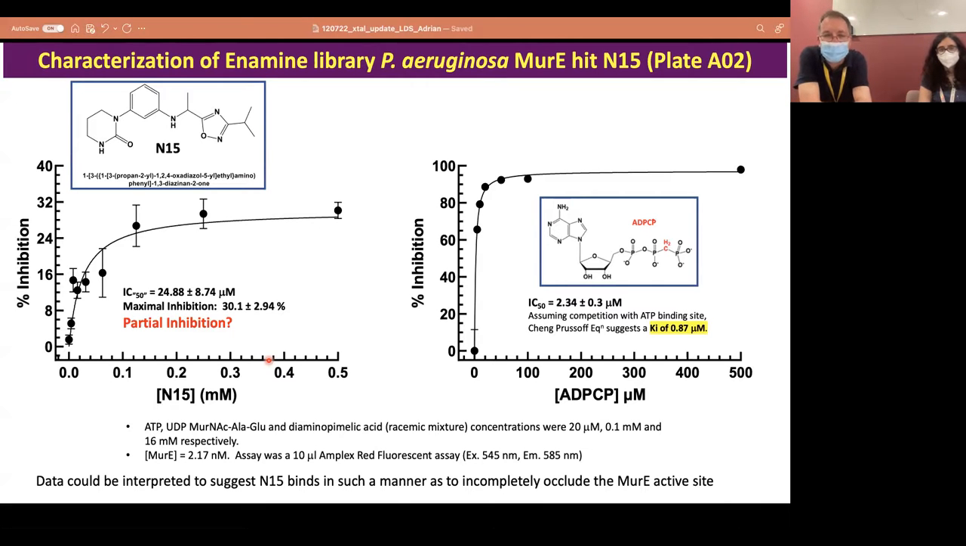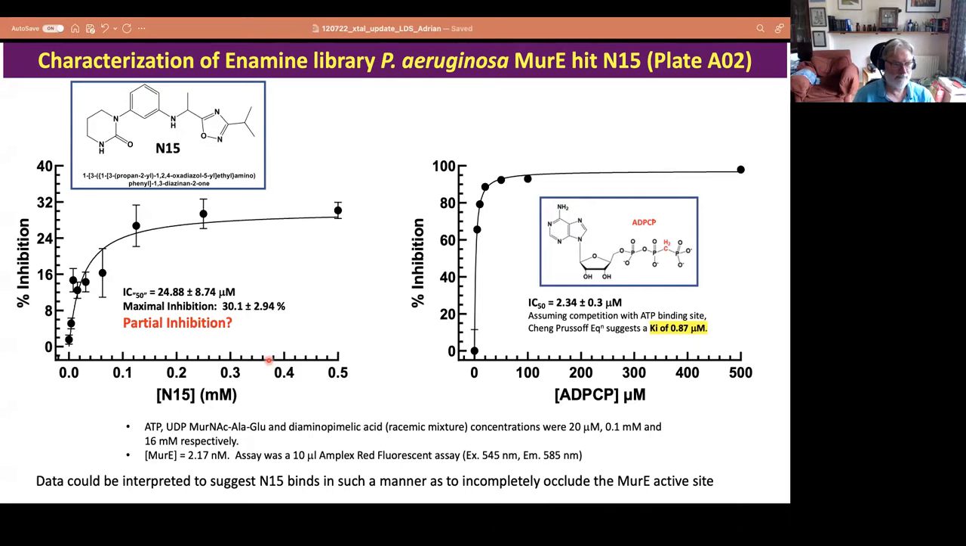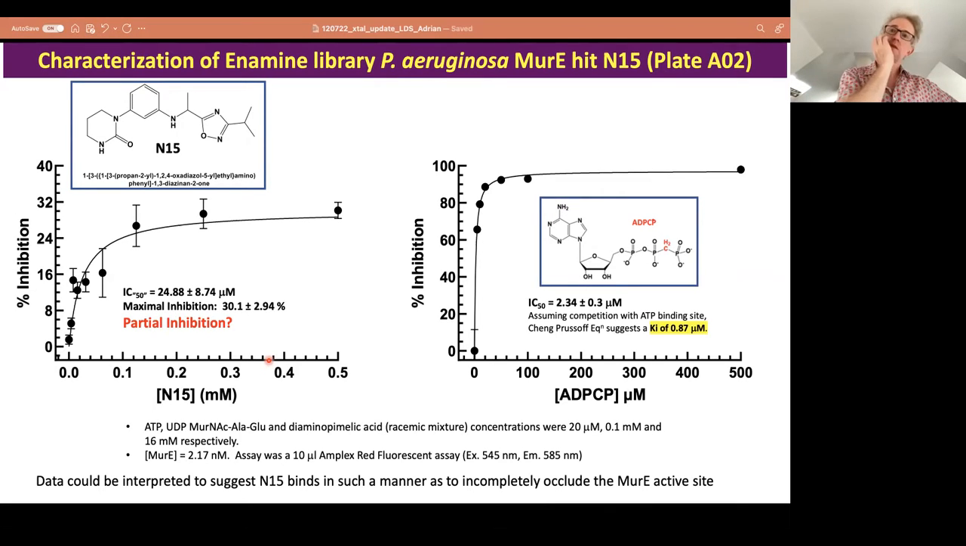One possible interpretation of that is that the molecule in question, N15, overlaps or is adjacent to the active site and impedes but does not prevent access of substrates to the active site. But it's something we'll be following up as well. Interesting. Okay, fantastic.